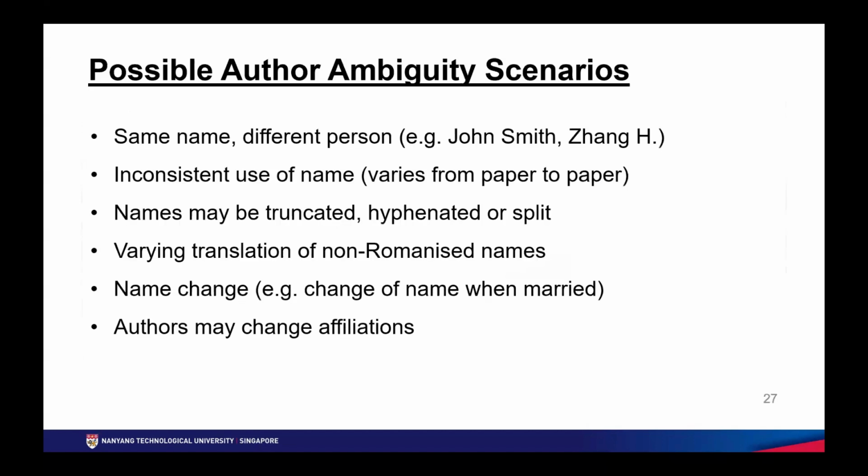One of the commonly faced issues that researchers have is not being properly credited for their work due to author ambiguities. And this can occur in many different potential scenarios, such as if you have a very commonly used name, or if you have inconsistent use of name, or some of us, when we have more than one element to our name, the order of it also matters. So different names may be truncated, hyphenated, or split. Some non-Romanized names may be translated wrongly.